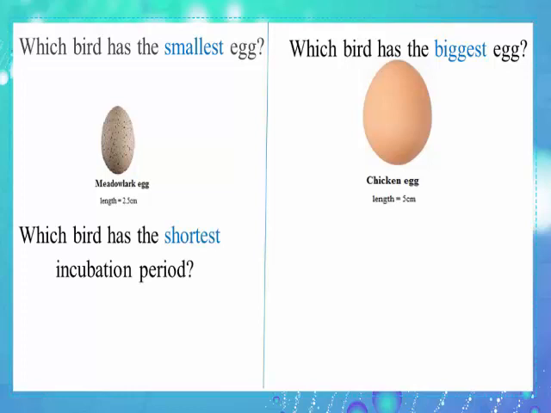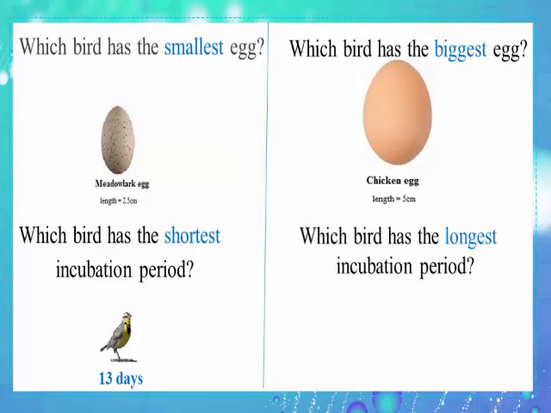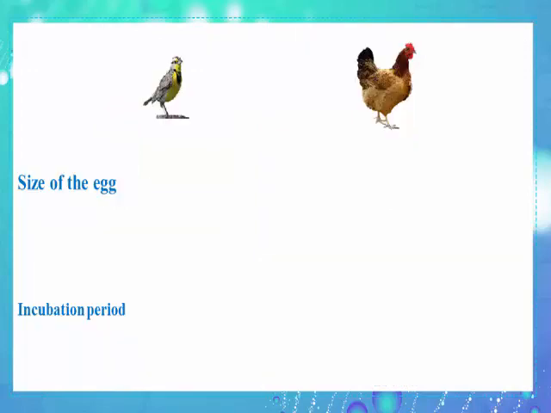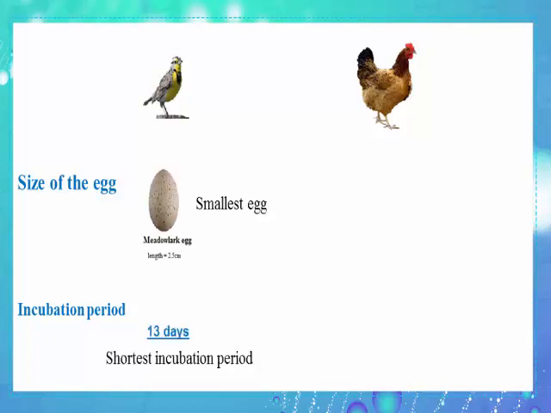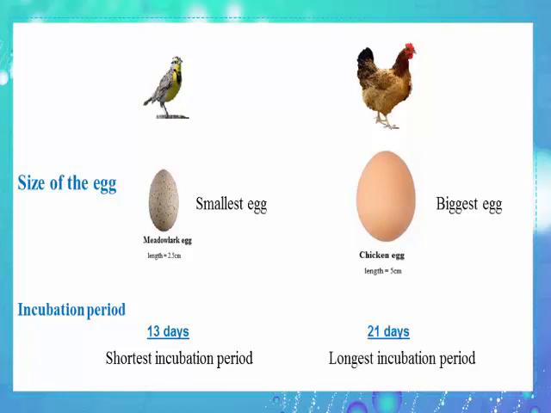And which bird has the shortest incubation period? It's also the meadowlark. And which bird has the longest incubation period? It's also the chicken. So, as a result, the bird that has the smallest egg has the shortest incubation period, and the bird that had the biggest egg has the longest incubation period.